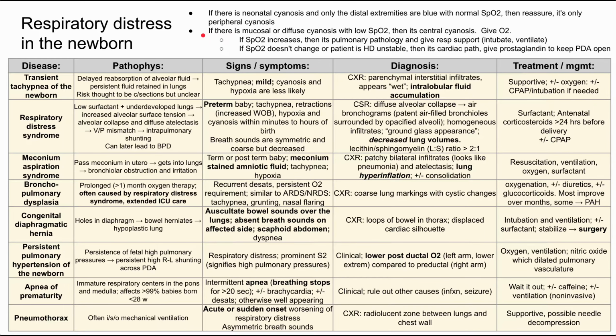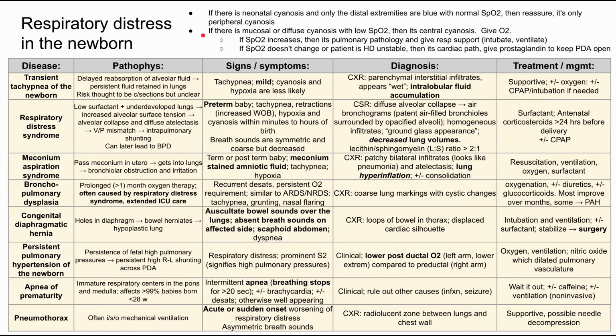If, on the other hand, you have mucosal or diffuse cyanosis, so if the baby's blue in the lips and kind of all over the face or on the chest, anywhere else, more than just the extremities, and there's a low SpO2, then that's central cyanosis. That's more of a sign for concern. You'll give oxygen in that case.